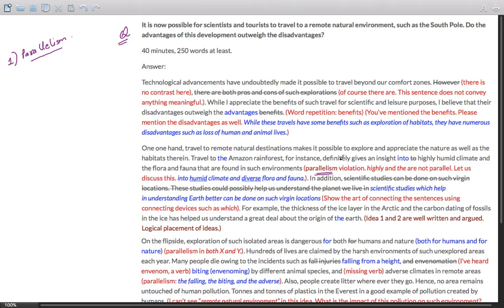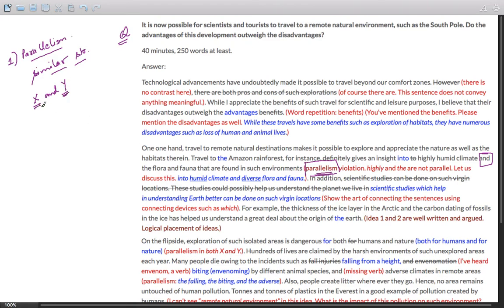If you go to my website, you can click on this link. This is in fact a link, and this will direct you to an article that will explain parallelism in great detail. So parallelism is basically similar structure of sentences or clauses or parts of sentences. In this case, the similar structure should have been around "and". Okay, so it's X and Y, and X as well as Y should be parallel.